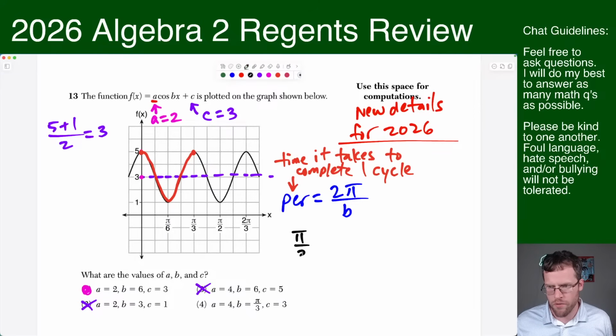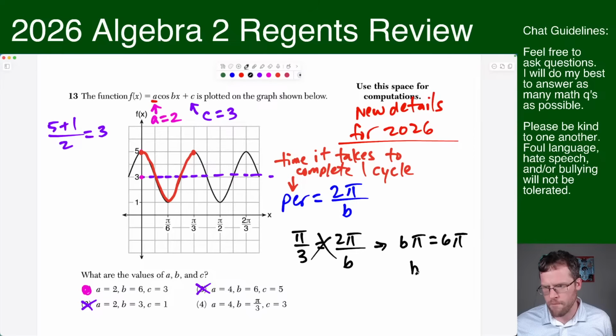So I could say pi over 3 equals 2 pi over b. And then from here, I could just cross multiply. And I'll have b times pi equals 6 pi, which tells us that our b value is equal to 6. Okay, so that's why b is equal to 6. Now, here's the new detail for 2026. So here's the period, and if I plug in, the period is equal to 2 pi over 6, which simplifies to pi over 3.